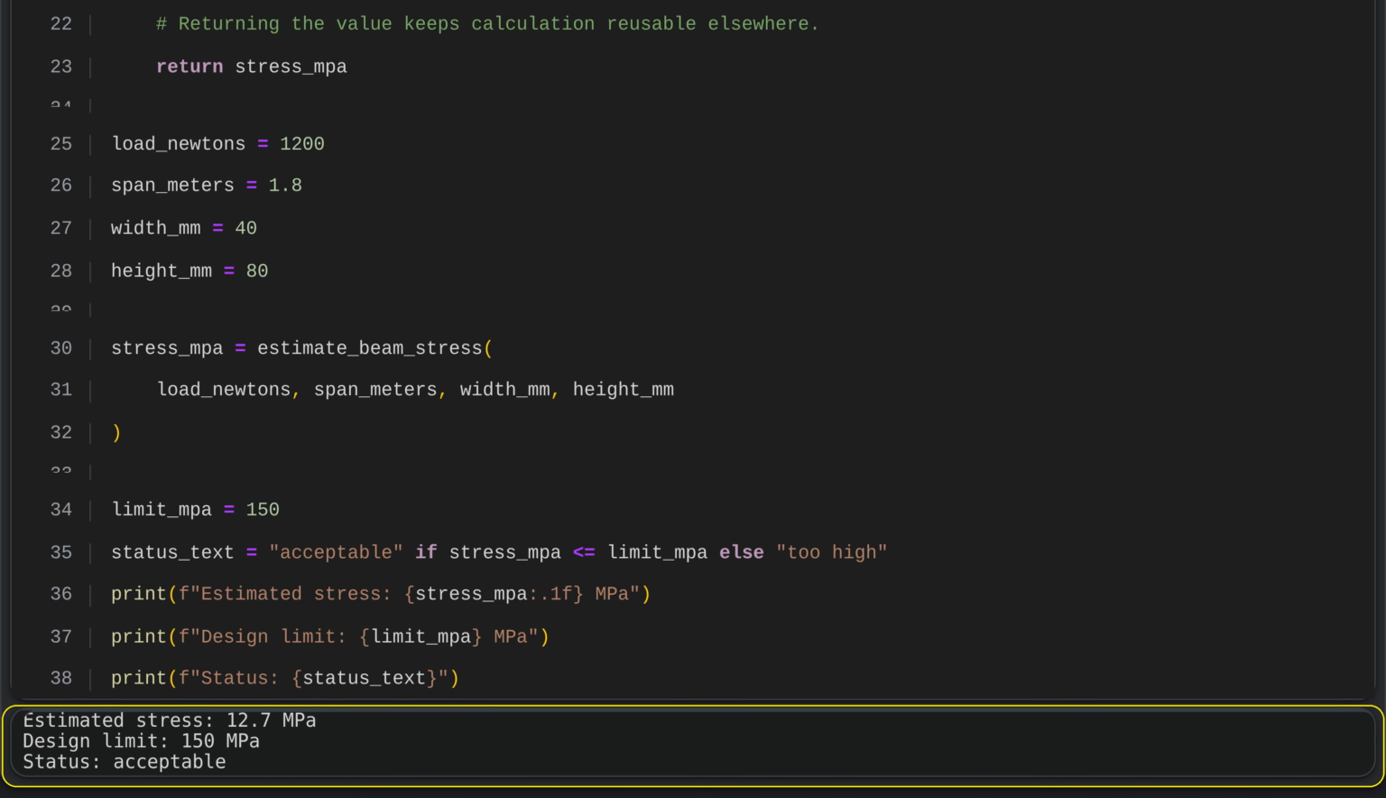This script estimates the maximum bending stress in a rectangular beam with a central point load. It uses the load, span, width, and height, checks that the inputs are positive, converts dimensions as needed, and calculates stress in megapascals. The result is compared with a 150 megapascal design limit, then reported as either acceptable or too high for safe use.